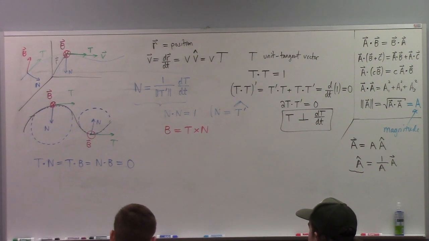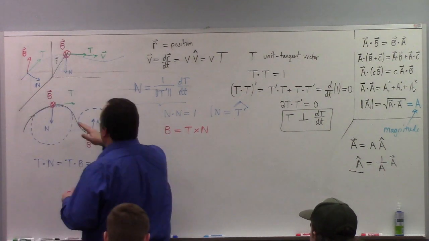And they have the same geometric relation that i hat, j hat, and k hat have. They're what's called a right-handed frame. What that means is that you take the first two vectors, T and N, and cross them, and you get the third one. So it's right-handed because they're related by the right-hand rule, same way as i hat, j hat, k hat.